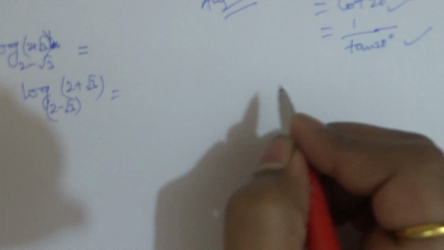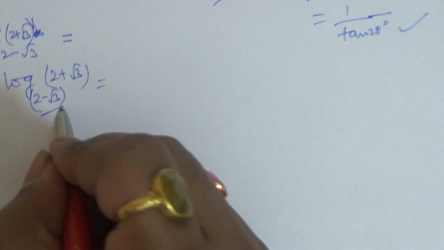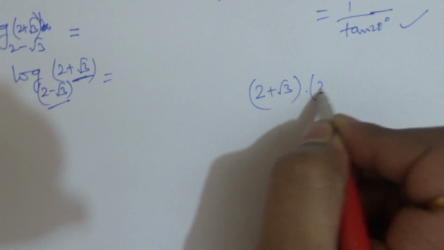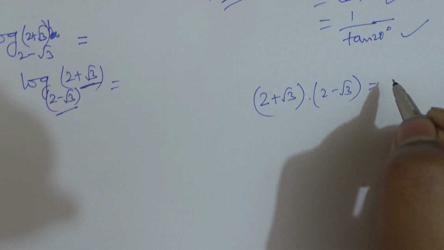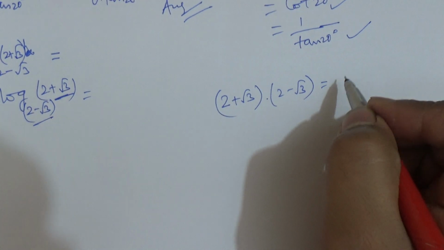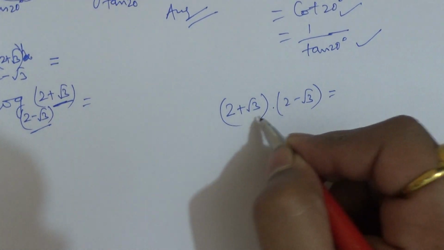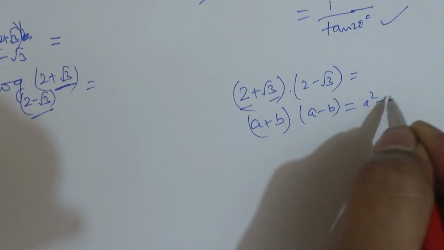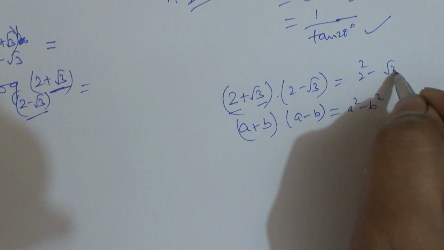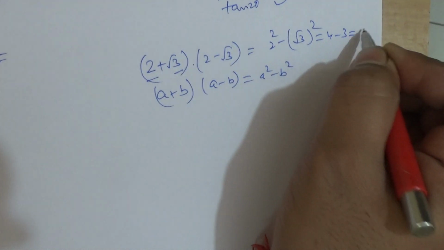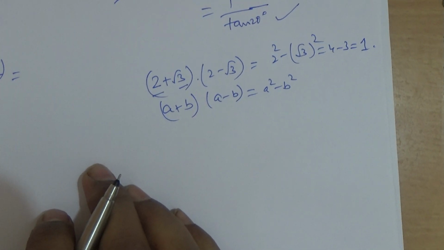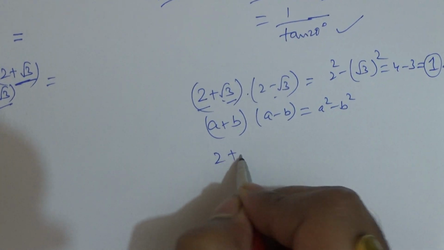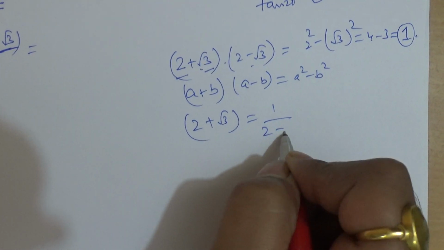Now, these are the important rational numbers such that, see, 2 plus root 3 into 2 minus root 3. In 9th or 10th standard you must have read that a plus b into a minus b is equal to a square minus b square. So 2 square minus root 3 square, 4 minus 3 is equal to 1. So this product is 1. So 2 plus root 3 can be written as 1 upon 2 minus root 3.